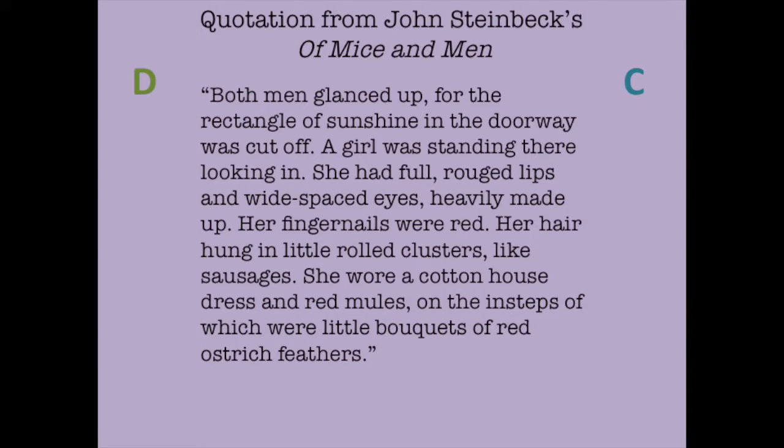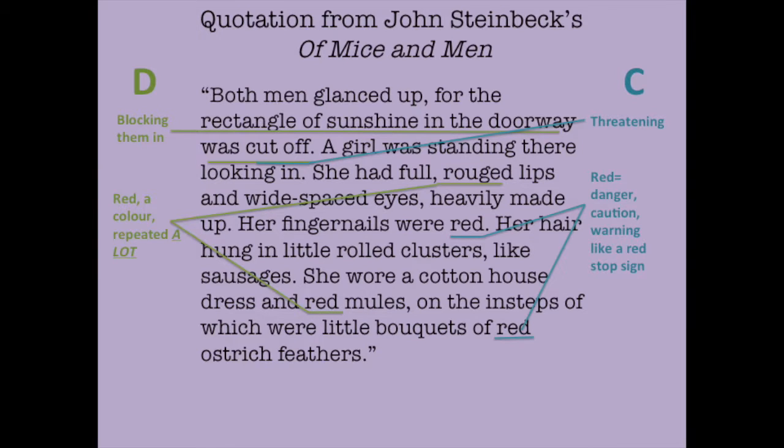So, denotations, I can see that she's blocking them in the room. So literally she's blocking them in. A connotation I might write is that might feel threatening. She might be a threatening character. Another thing I notice is that he repeats the word red a lot. He clearly wants us to notice that. Now, a connotation of the color red is danger. Think about a red stop sign. It's cautioning you, it's warning you. So maybe all this red is put there to make us feel a little bit cautious about her.